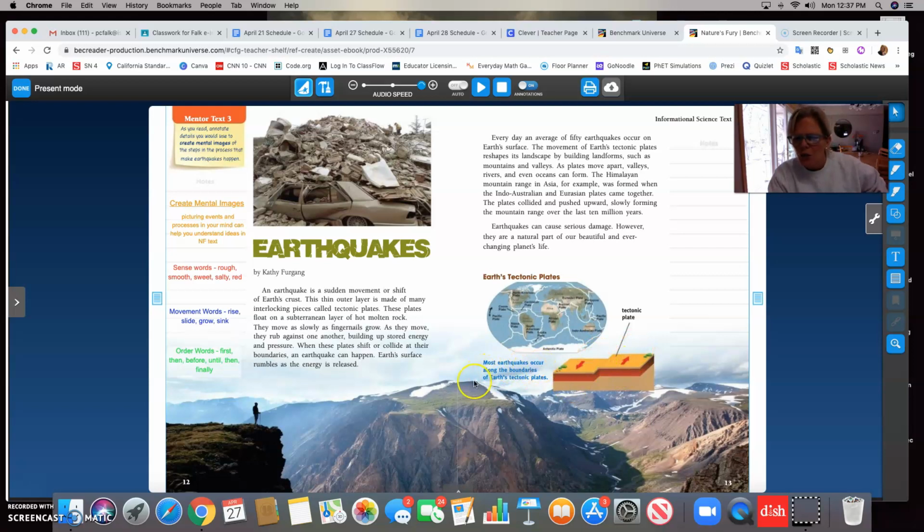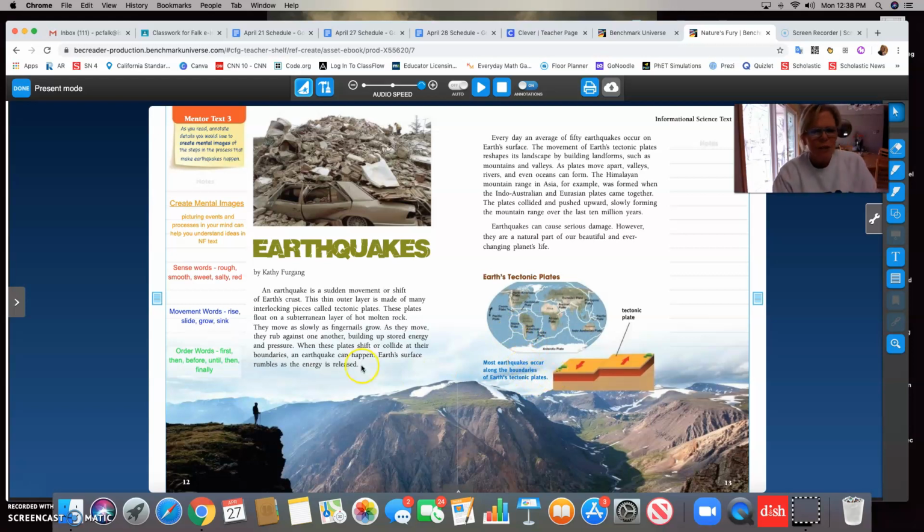Most earthquakes occur along the border boundaries of Earth's tectonic plates. So you can kind of see when an earthquake happens, one goes this way, one goes that way. And then these would be the boundaries. Like this one is one plate, and then here's a different one. So this would be the boundary of the two. Okay, this is one down here. So wherever they border would be a boundary.